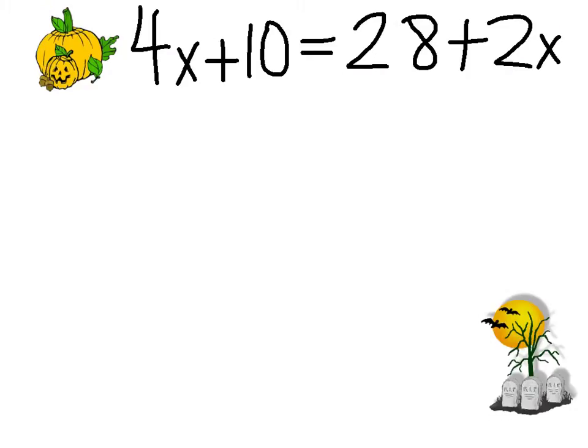For example 1, this is what we did yesterday. We have 4x plus 10 is equal to 28 plus 2x. First thing we want to do, and pay attention to the steps because I'm going to have you guys bring up steps for the practice problem. First step, we need to move this x to the other side. It's a positive x, which means we subtract 2x from both sides.